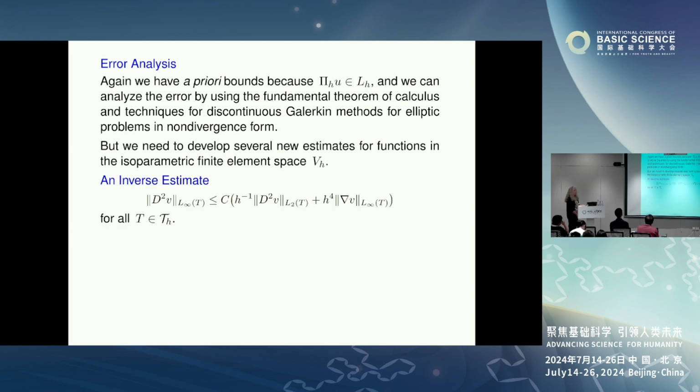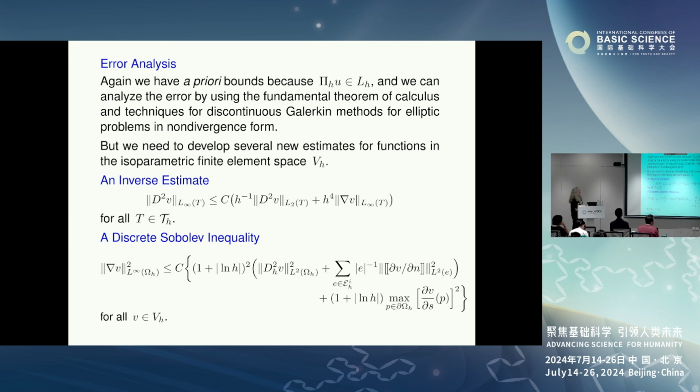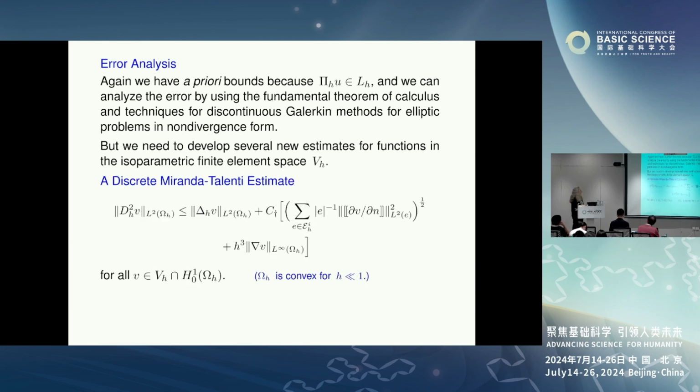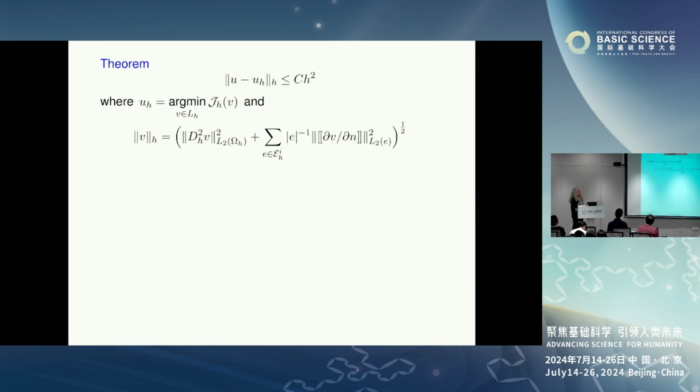First of all, we need an inverse estimate. We need a discrete Sobolev inequality and a discrete Miranda-Talenti estimate. Then we have the same error estimate in the energy norm defined on the domain omega h. And we also have estimates in our three lower order norms.